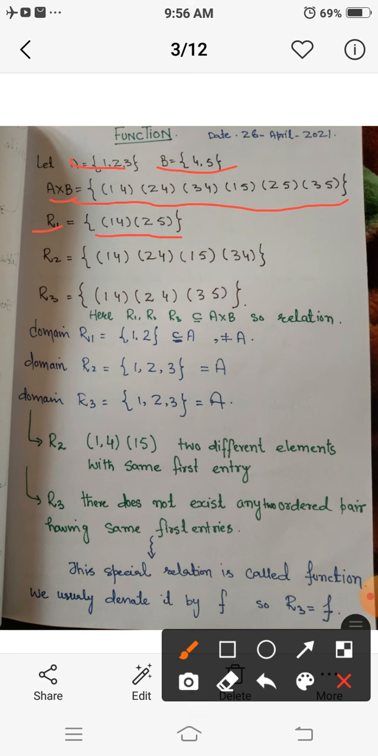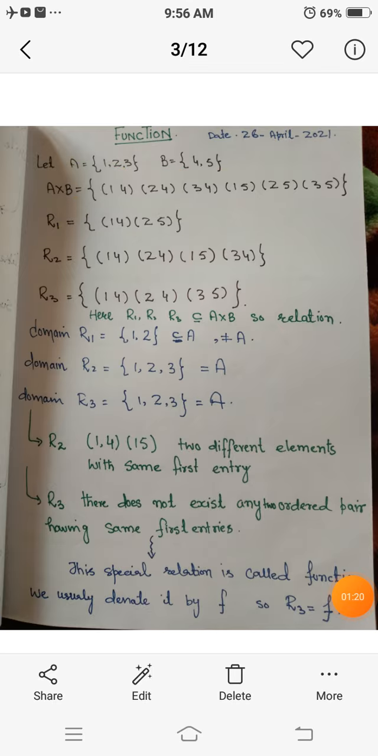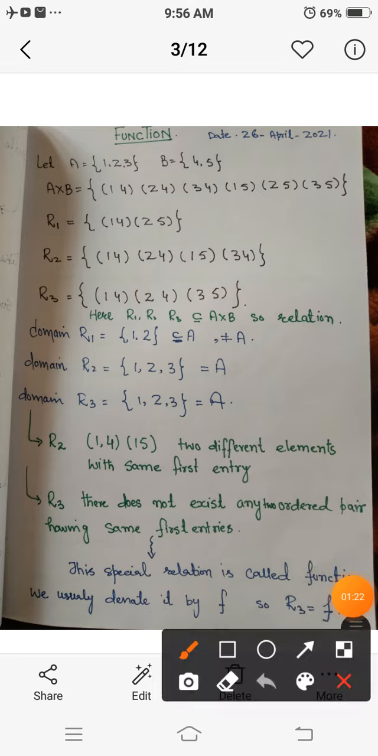Similarly, R2 is {(1,4), (2,4), (1,5), (3,5)}, another subset, and R3 equals {(1,4), (2,4), (3,5)}. So these are three different subsets of this A cross B. When these are the subsets, this means that these three are also relations, because a relation simply is a subset of A cross B.